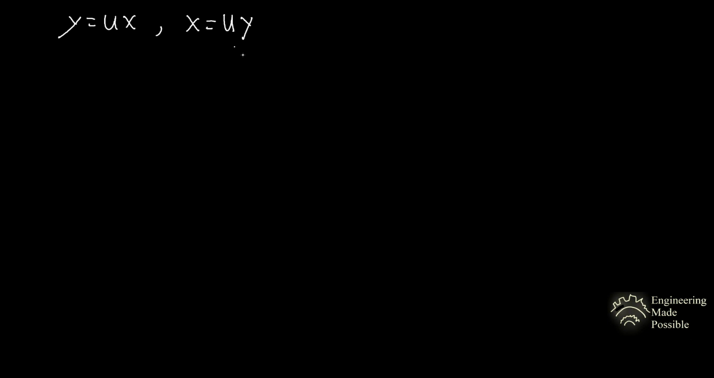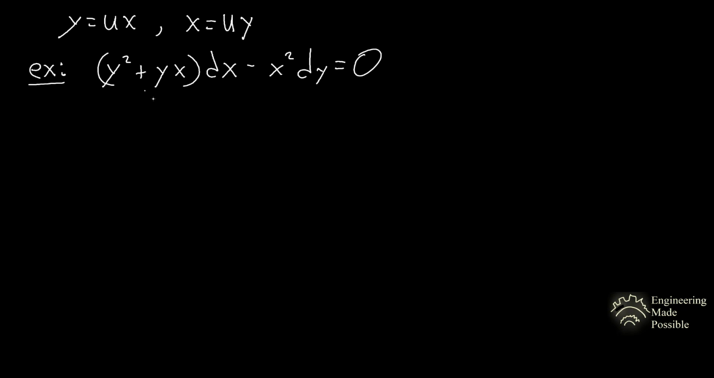So let's go ahead and do an example. For this example, we have (y squared plus y times x) dx, take away x squared dy, is equal to 0. Now, as you could tell, this is very familiar to what we did in the exact differential equations. Now, let's just assume in this case we weren't able to solve this differential equation. So one method that we do have is the method of substitutions.